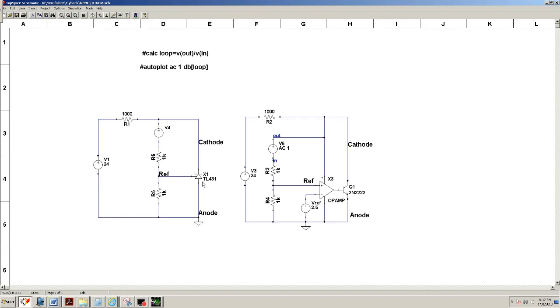So that's one of the disadvantages of using the TL431. It does have an internal opamp and an internal reference, and it's good to use as a shunt regulator, but just keep in mind that because of the gain, it has a little bit of limitations.